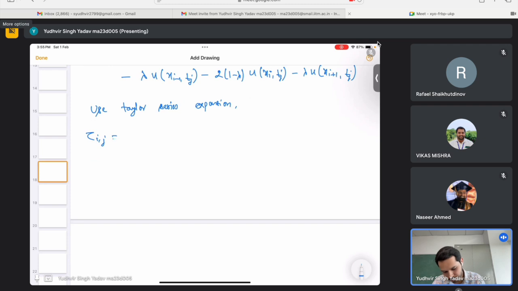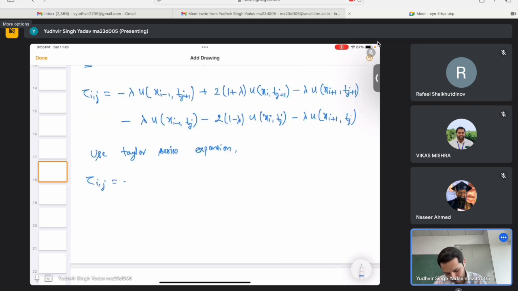So tau ij will be equal to minus lambda u(xi, tj). Here we are expanding it with respect to two terms, in the x direction and the t direction. So the expansion will be, since it is xi minus 1, u minus h del u by del x, and j plus 1 in the time direction. So we will take j plus k.